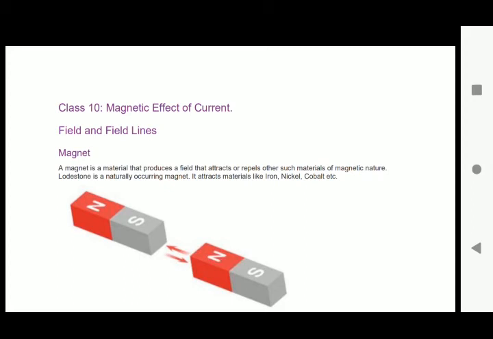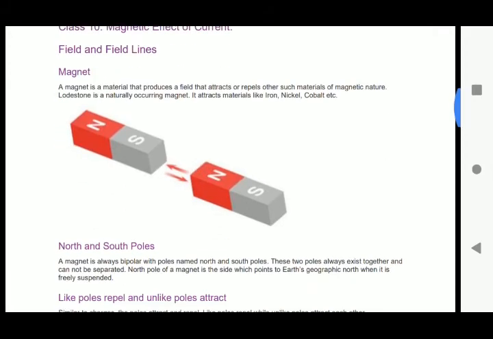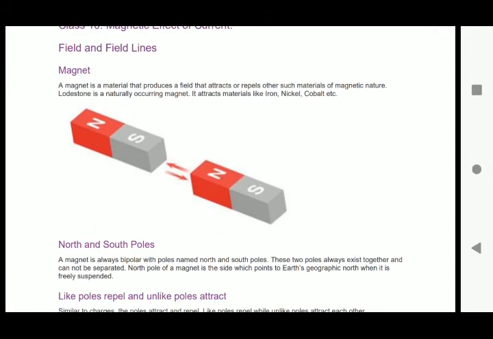First of all, we will see what is a magnet. A magnet is an object which attracts pieces of iron, steel, nickel, and cobalt. There are different types of magnets like bar magnet, horseshoe magnet, etc. A bar magnet is a long rectangular bar of uniform cross section which attracts pieces of iron, steel, nickel, etc.